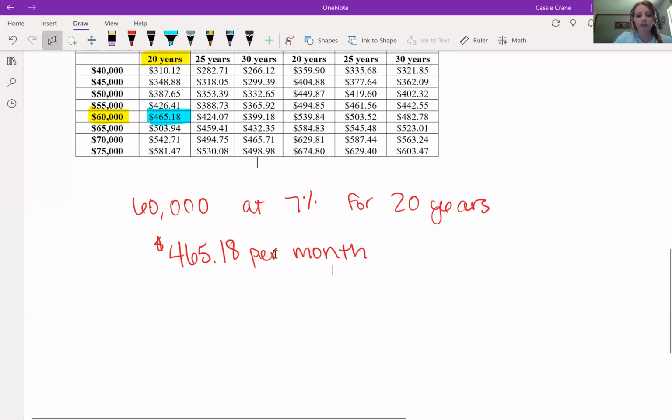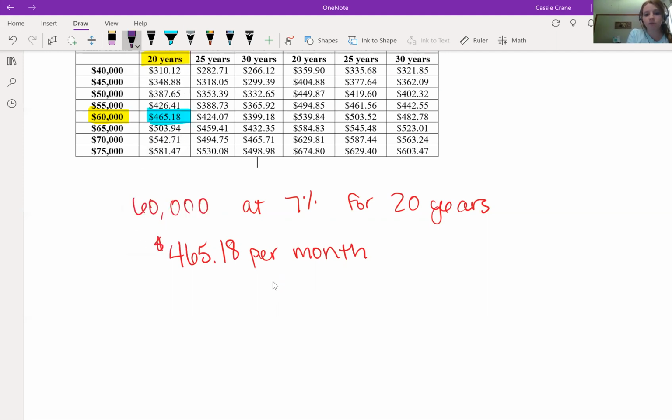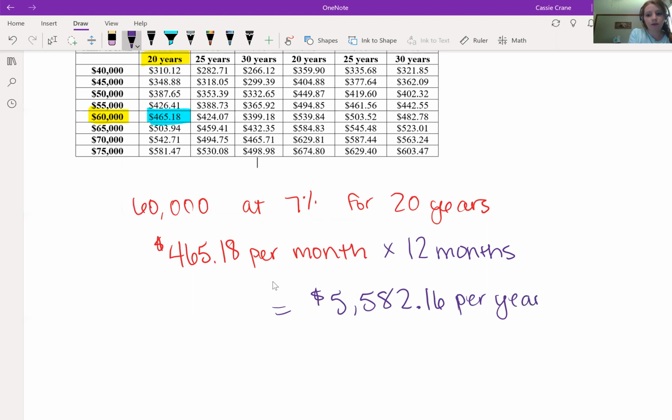So if we know he's paying this much per month, then we could find out how much he pays per year by multiplying this by 12 months in a year, right? That would give us how much he pays per year. So multiply by 12, and we'd get $5,582.16 per year.